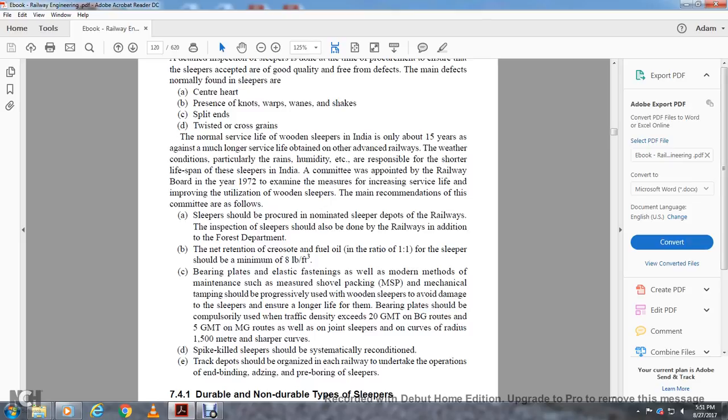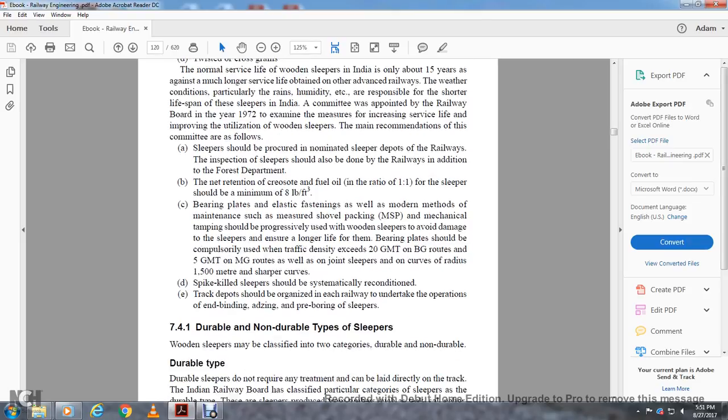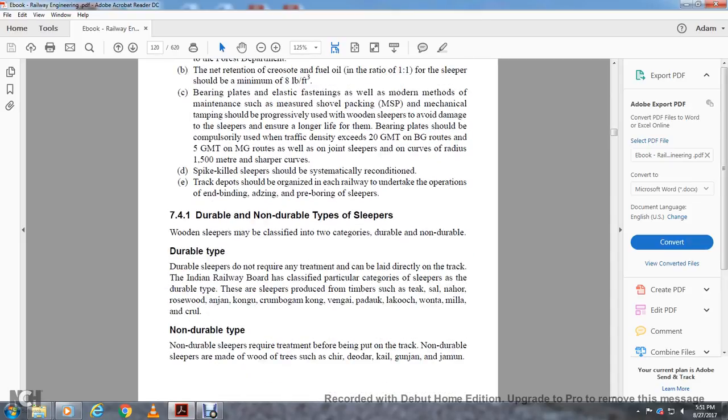Track depots should be organized in each railway to undertake the operations of end banding, adzing, and the pre-boring of the sleepers. 7.4 Durability: durable and non-durable types of sleeper. The wooden sleepers may be classified into the categories durable and non-durable. The durable sleepers do not require any treatment and can be laid directly on the track. The Indian Railway Board has classified certain categories of sleeper as durable type.